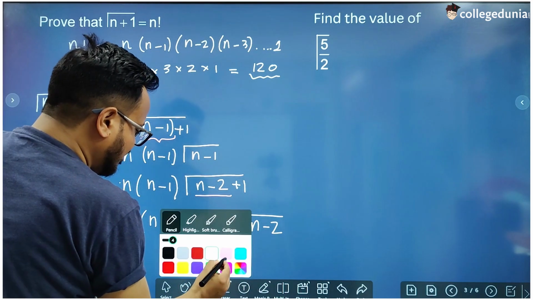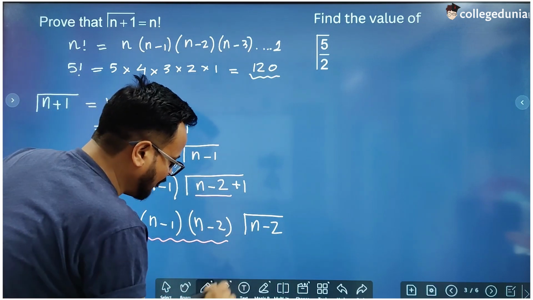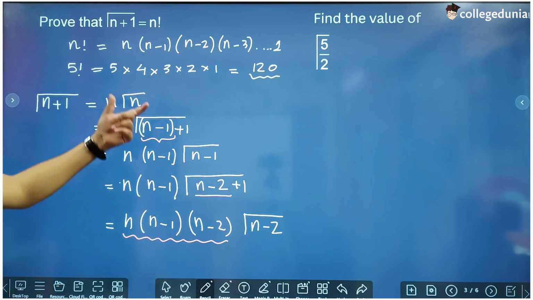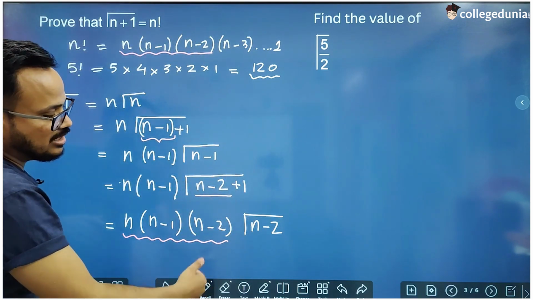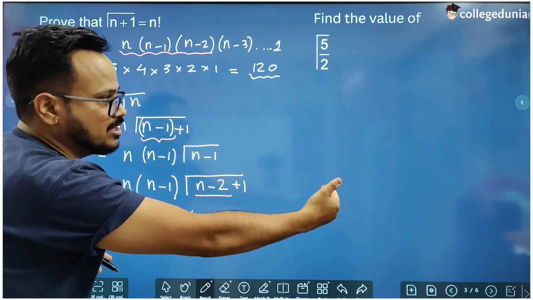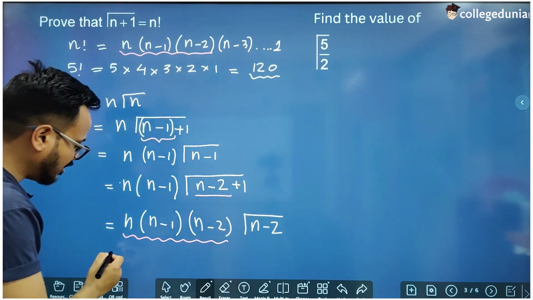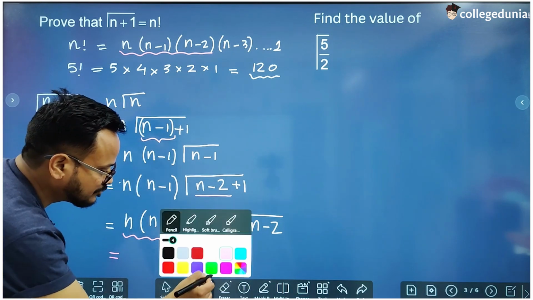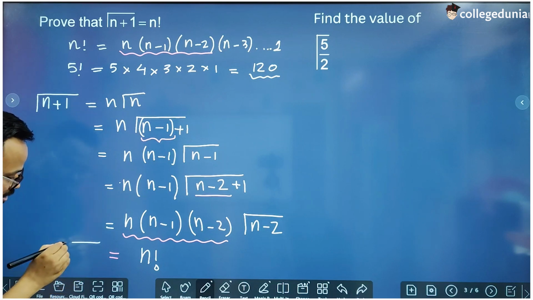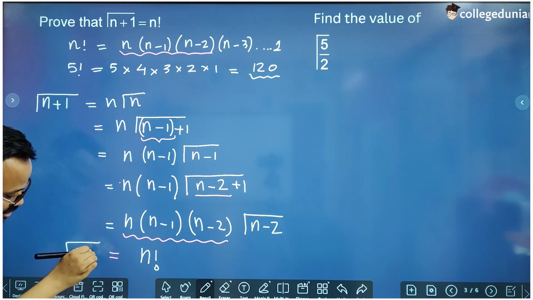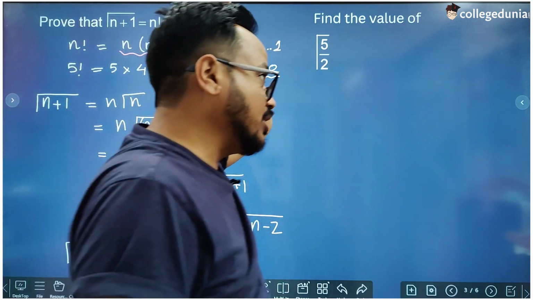You can clearly see that this is becoming n factorial. So the next term is n minus 3 and the next term will be n minus 4 and the last term will be 1. So this is nothing but n factorial. So this is an important result in gamma functions. We can say that gamma of n plus 1 is n factorial.